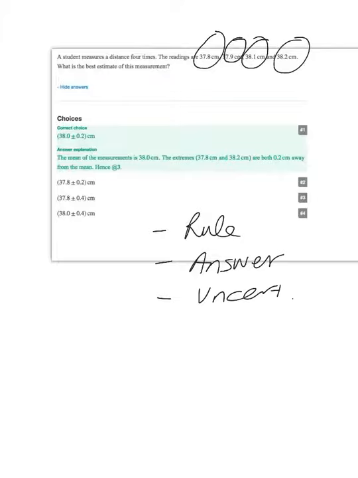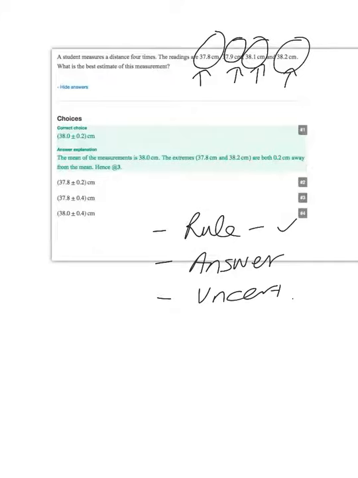So the first thing is to remember your rule. What are we doing here? We're dealing with averaging. We have a number of different readings and we need to work out the average. So what we're looking at is the spread, the range of results that we're getting, and we're going to divide that by 2. We'll do that in a minute, but you need to get your head in the right place.